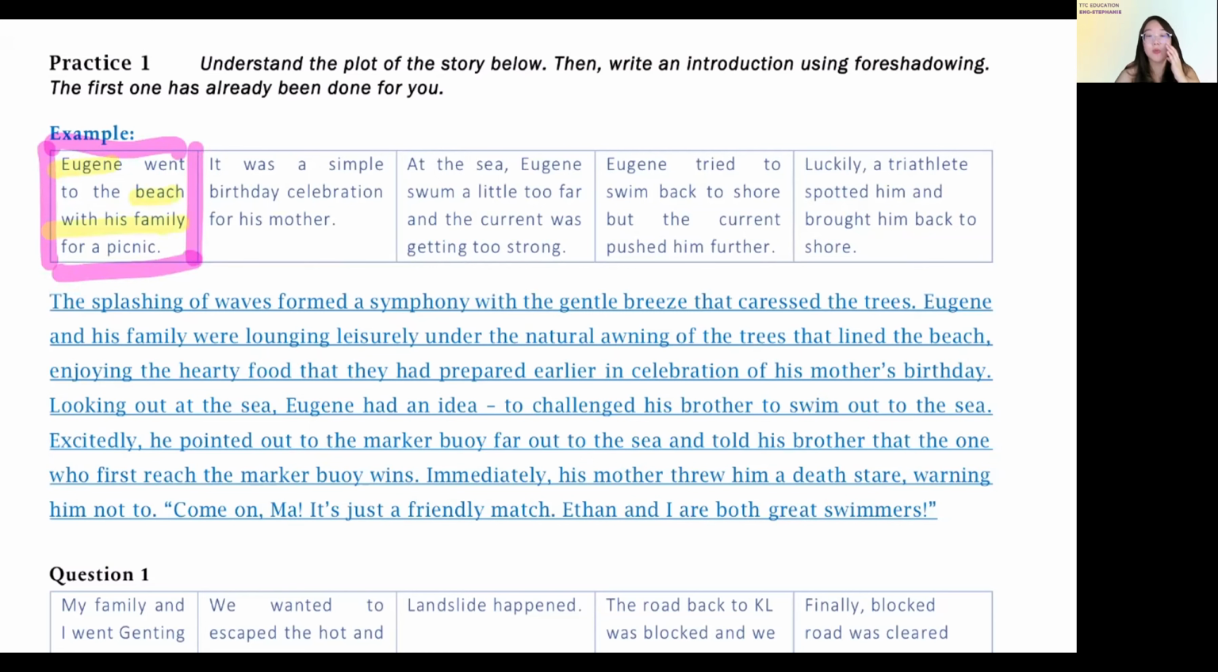So here, the characters will definitely be Eugene and family members. Where's the location? Beach side, right? So this is the first one. Secondly, find the highlight of the story, the climax of the story.